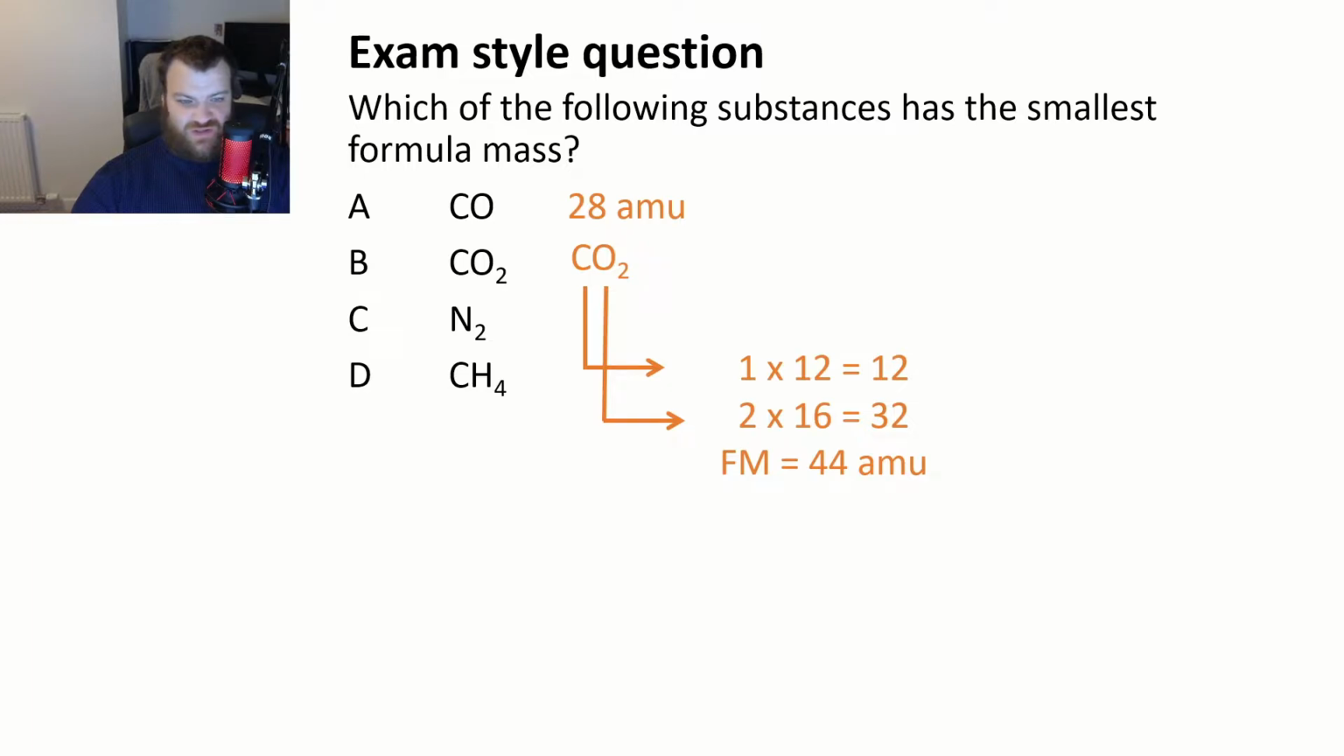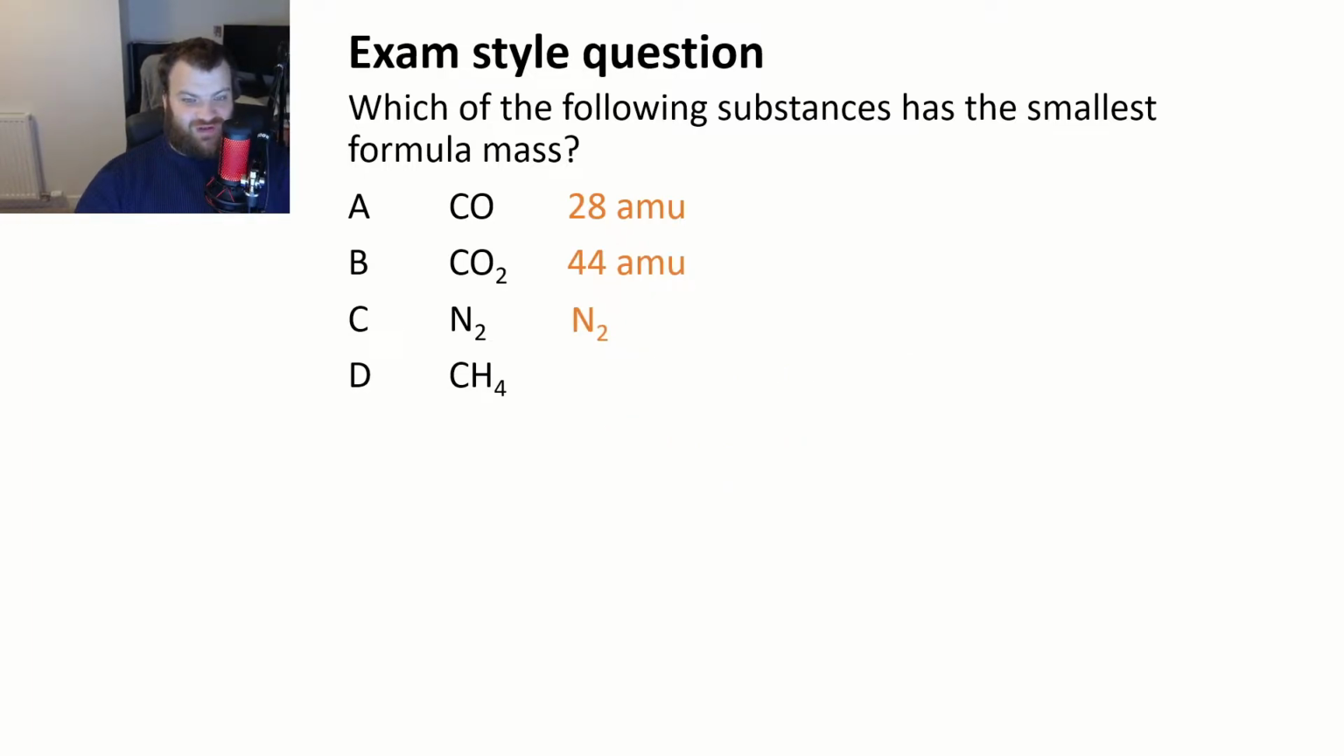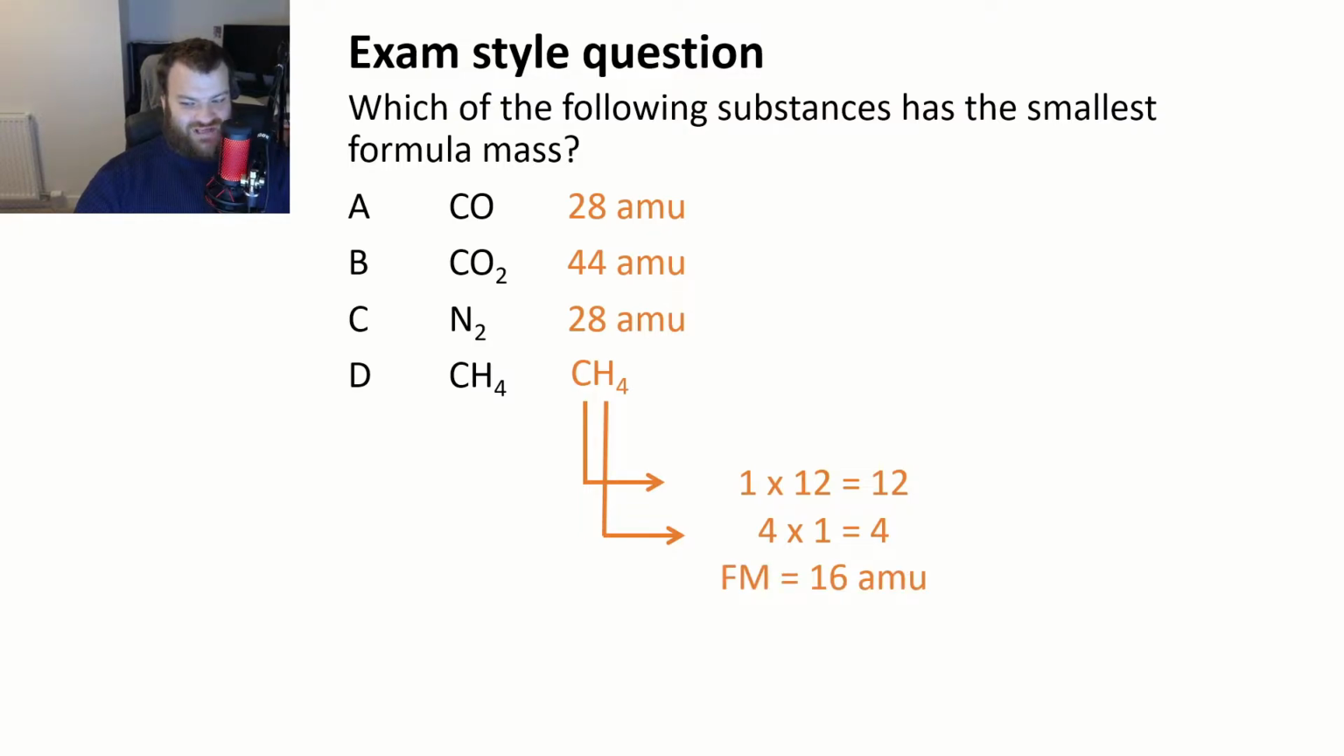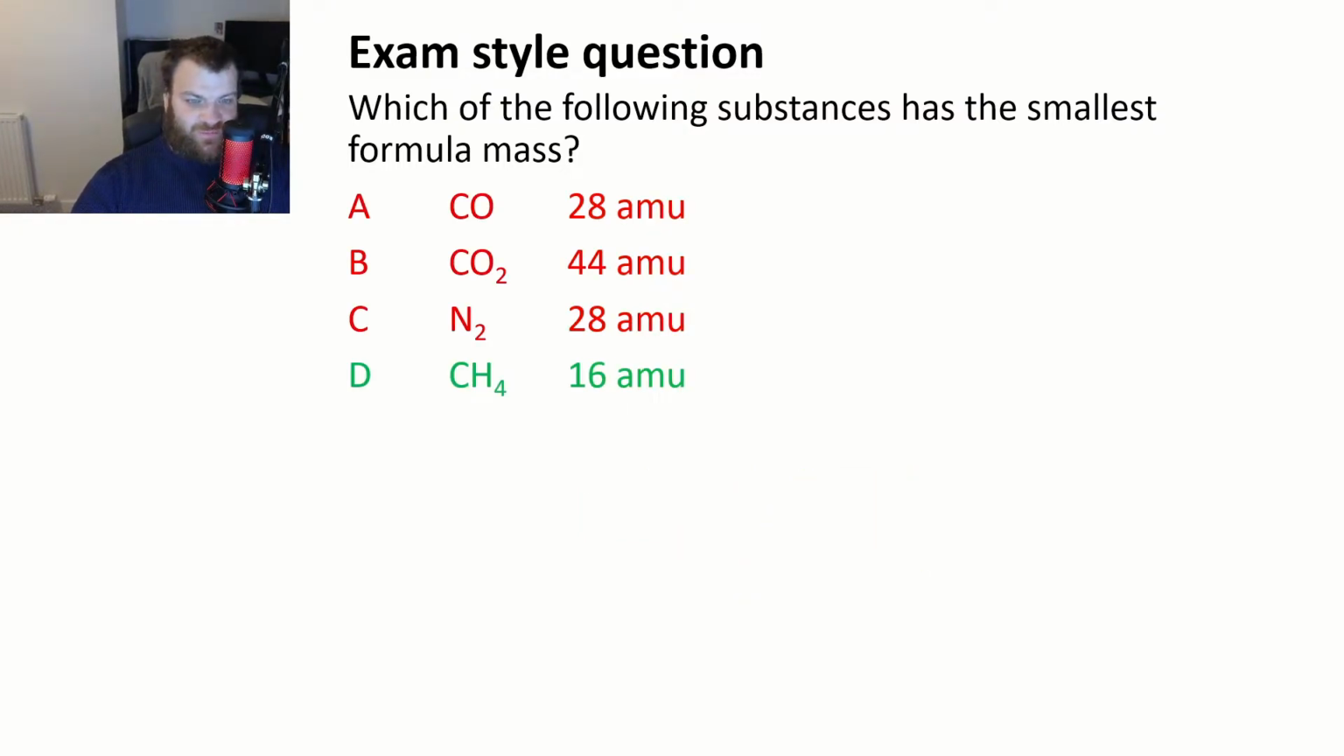Nitrogen is diatomic, so we have 2 nitrogen atoms. Each nitrogen atom has a relative atomic mass of 14, giving us 28 atomic mass units. And for methane, or CH4, we have 1 carbon, which has a mass of 12, and 4 hydrogens, each with a mass of 1. Adding them together gives you a formula mass of 16. We want the smallest value, meaning that D would be our correct answer in this question.